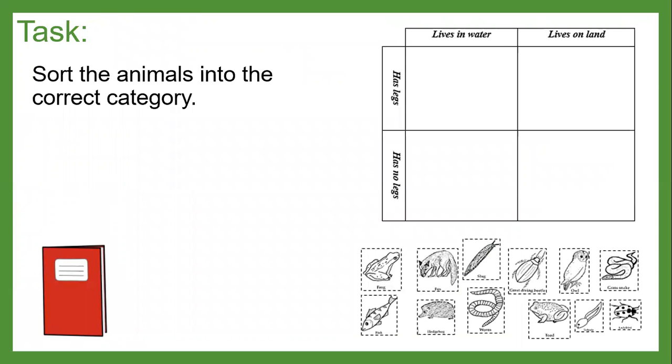So here's your task, and you'll find this in your pack. Okay? You've got a Carroll diagram and you have got your selected animals. You need to place them into the correct category. Okay, so pause the video now and complete the task. It will take you about 10 minutes and then come back together and you can discuss your answers as a class. Just pause the video now, please.